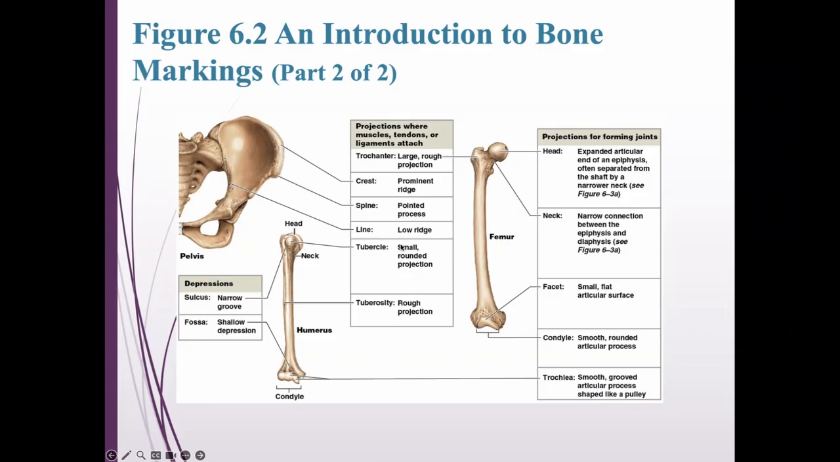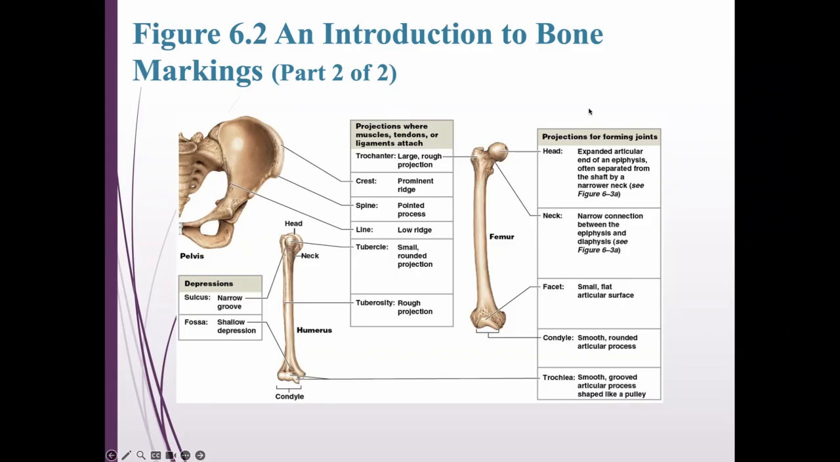Tubercle. A tubercle is a small rounded projection, and you can see that here on the humerus. We can see we have a neck, we have a head. Tuberosity. A tuberosity is going to be a roughened projection right here. And so those are going to be the sites where muscles and tendons are going to attach.